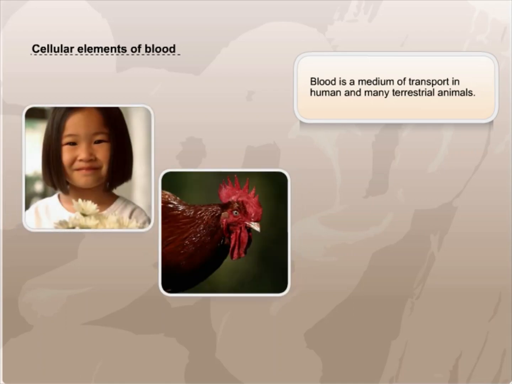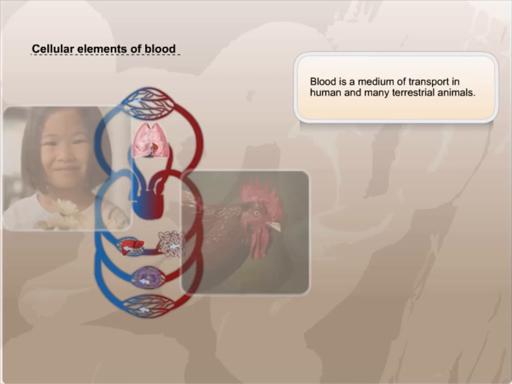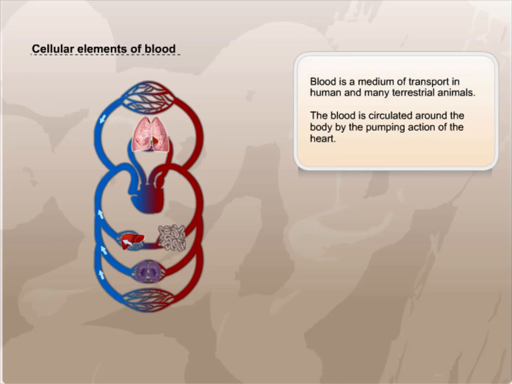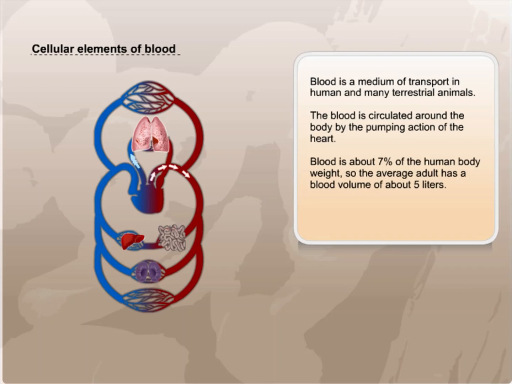Blood is a medium of transport in human and many terrestrial animals. The blood is circulated around the body by the pumping action of the heart. Blood is about 7% of the human body weight, so the average adult has a blood volume of about 5 liters.